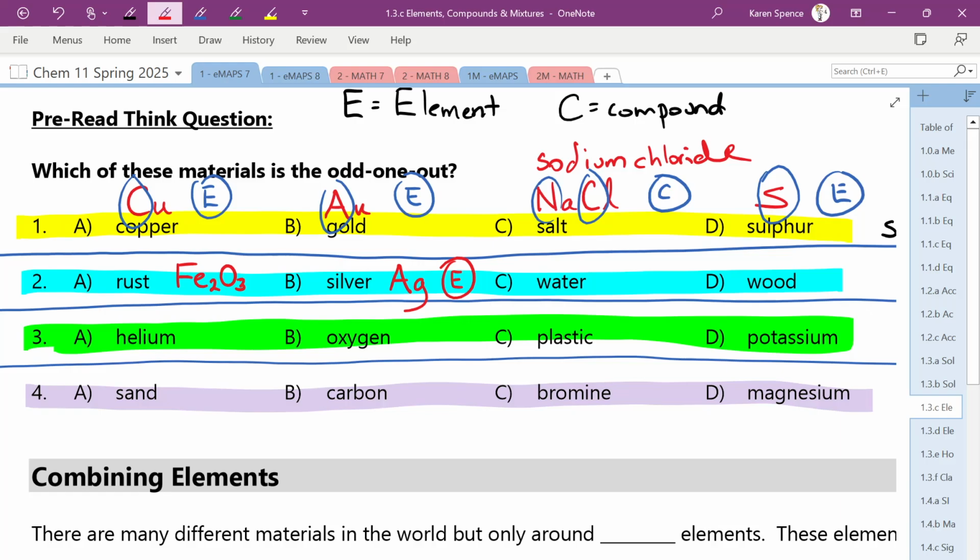All right, do we know the formula for water? H2O. And again, how many capital letters in water?